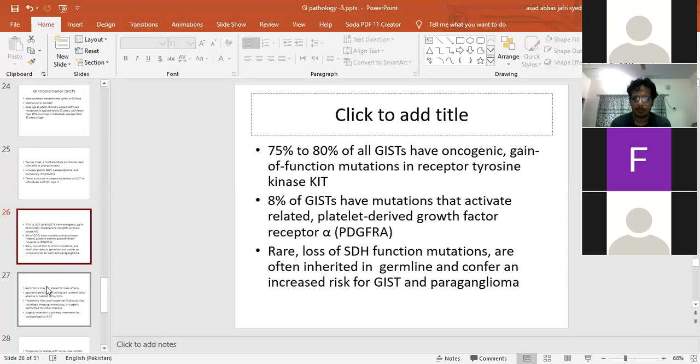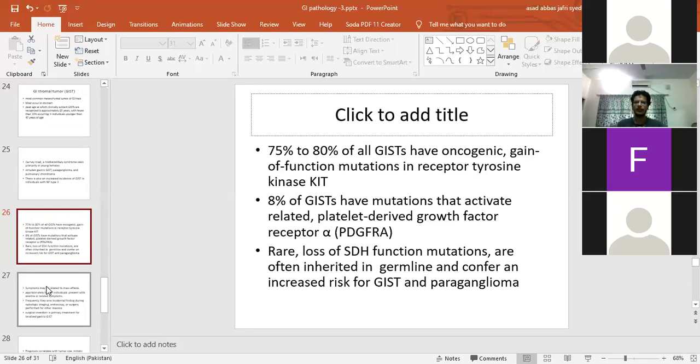Now, 75 to 80% of all GISTs have oncogenic gain-of-function mutations in the receptor tyrosine kinase KIT or c-KIT. This is also one of those mutations that you need to know, and this is important because it is present in most of the GISTs, and it has a therapeutic implication because we have a medicine called imatinib, which is anti-CD117 and anti-c-KIT, a targeted therapy against this receptor, and it is used in treatment of GISTs. So that is why it has therapeutic implications.